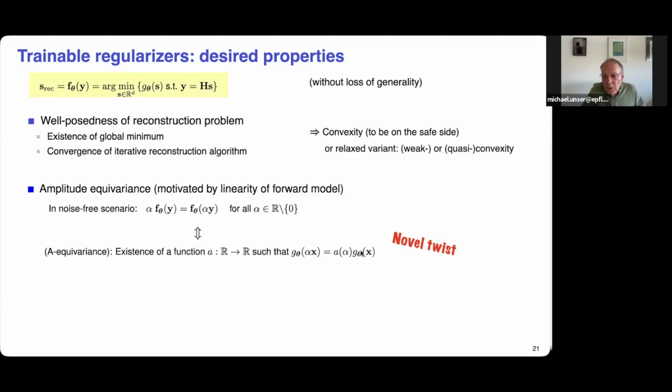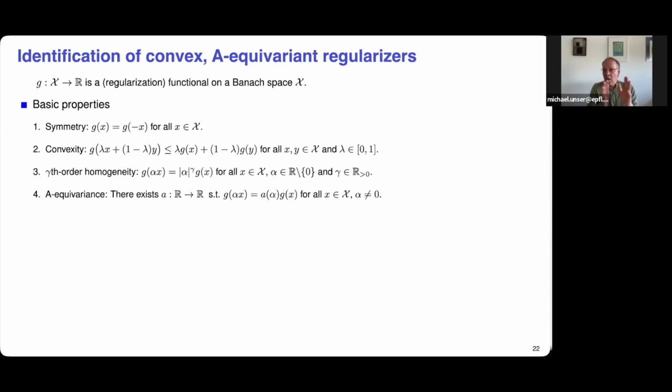So you have a regularizer, you need to be able to pull out the scaling, otherwise you will not be able to do that. You can pull it out, not necessarily linearly. It can be some arbitrary non-linear function of alpha, but you need to be able to pull it out. And actually, this will be the principle that is the basis for the whole talk that follows.